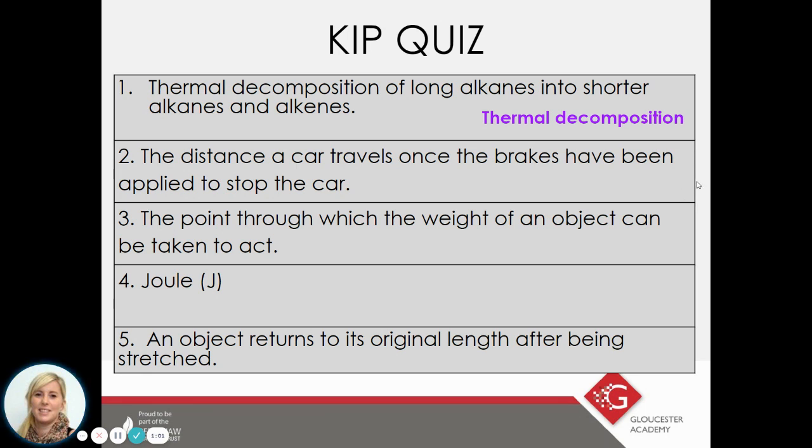Number 2 then, a distance a car travels once the brakes have been applied to stop the car. So this is your braking distance. This can be affected by the road conditions. Are they icy or slippery? Are you driving on gravel or a nice smooth tarmac? Things like that. The point through which the weight of an object can be taken to act is the centre of mass.